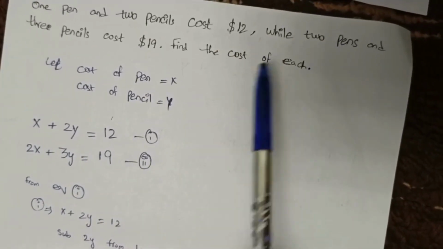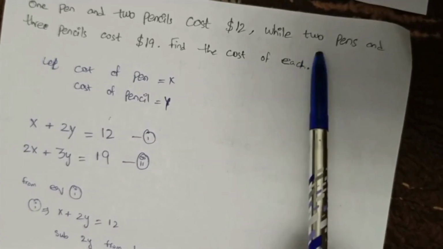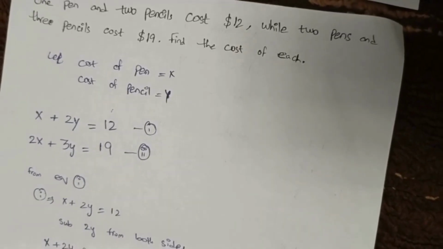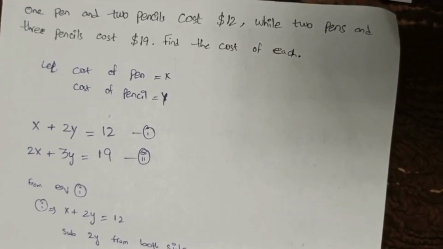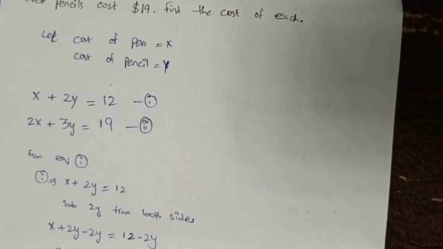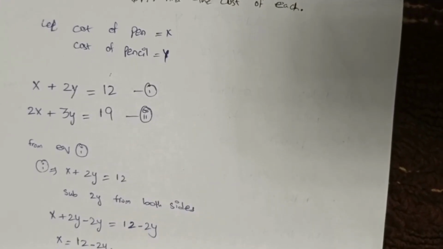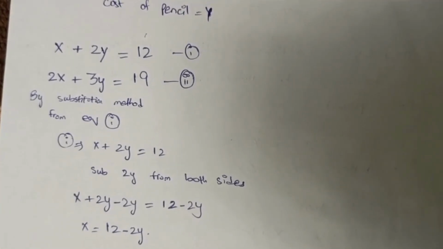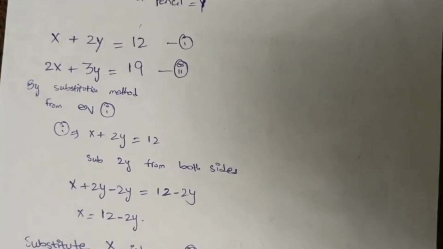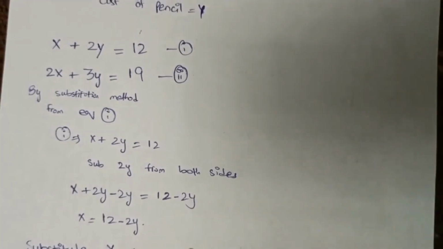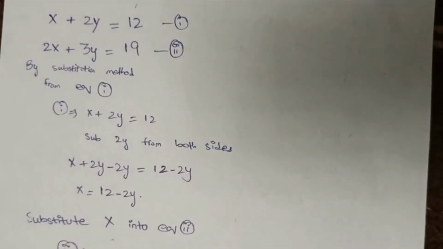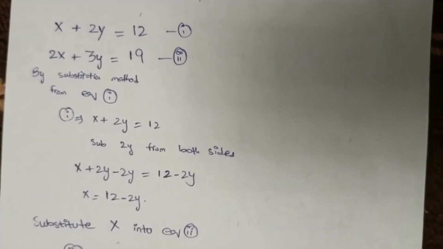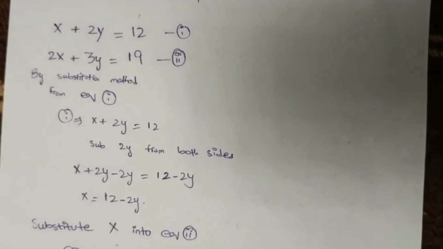And while two pens and three pencils cost $19, pens is X, so 2X plus 3Y is equals to 19. We got ourselves a simultaneous equation, and we can solve it by either elimination method or substitution method. I solved this question by substitution method, so let's look at it. In substitution method, we isolate one variable from one equation and put the value of that variable into the other equation. So I took equation 1 and started isolating x.